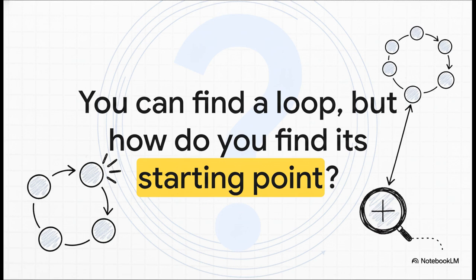So we've successfully detected the loop. We know it's there, but that leaves us with another fascinating little puzzle. We know there's a circular track, but how would you pinpoint the exact node where that loop begins? Now that's a great question to chew on.